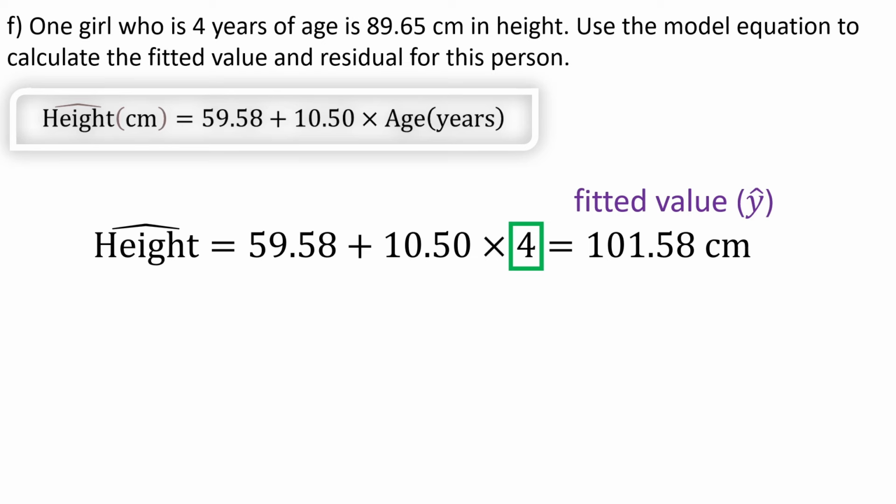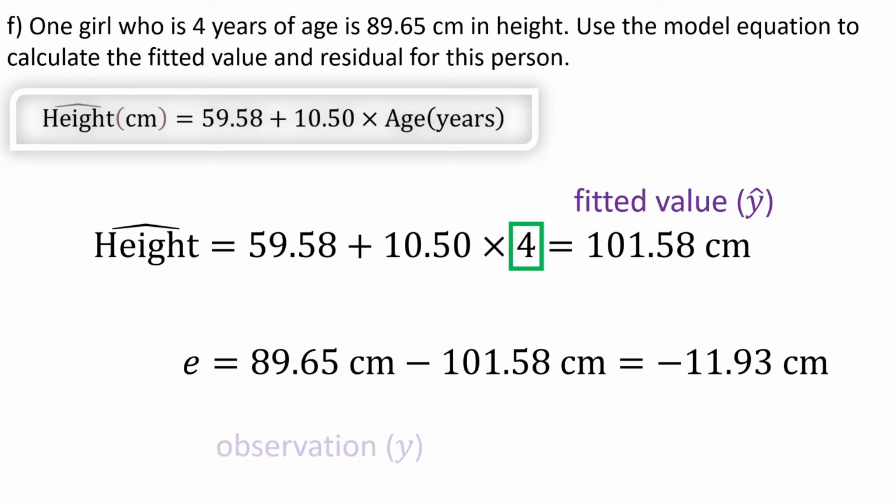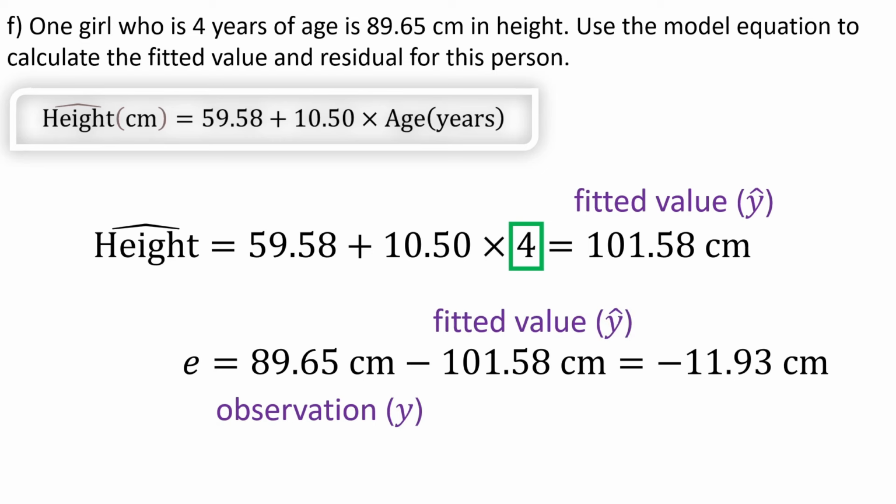To calculate the residual, we just take the difference between what was observed and what was calculated to be the fitted value. That difference, in this case, minus 11.93 centimeters, is the residual.